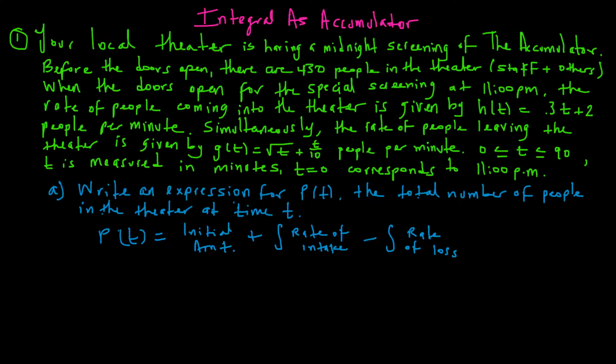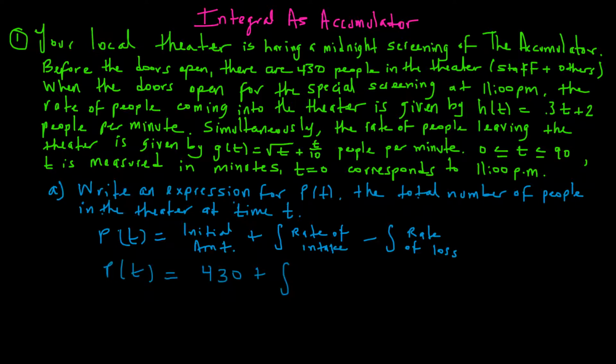So then notice that the initial amount does not require an integral because this is already an amount. But here you require an integral because you're integrating a rate to get an amount. And here, same story. You integrate a rate to get the amount of loss. Now you can go back and apply it to this particular problem and say P of t is going to equal the 430 people that were already in the theater plus the integral.